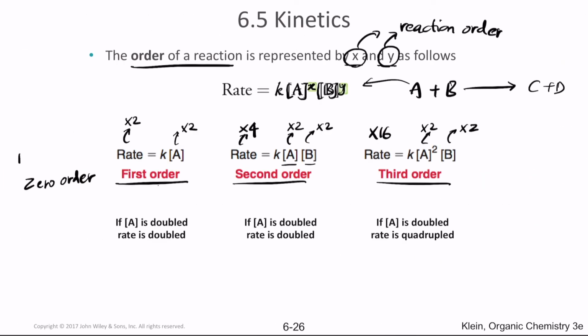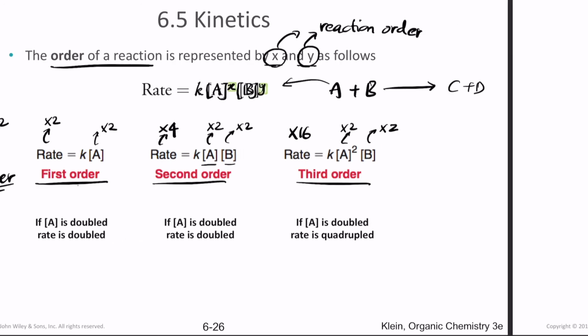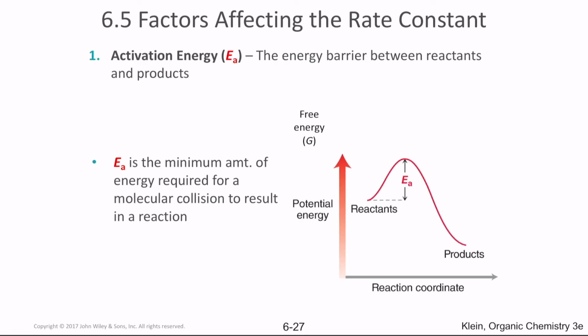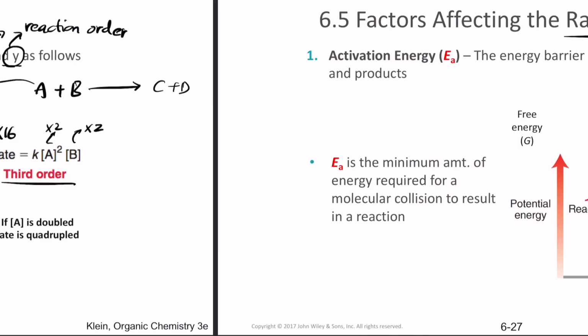In a zero order reaction, remember that the rate is generally written as k, which means that when you multiply the concentration of A by 2, the rate will not change. So that's called zero order, and it's very rare, so we only use first, second, and third order reactions. Now let's look at the factors that affect the rate constant k.